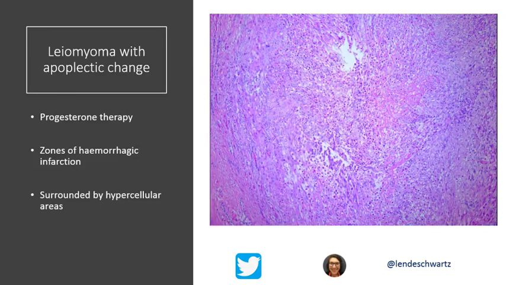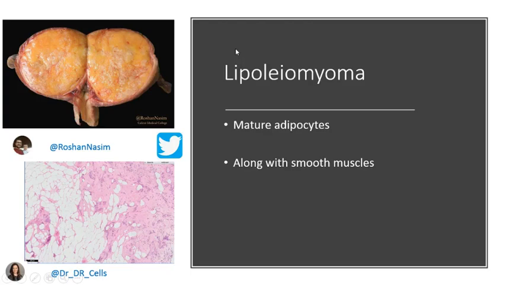Then Leiomyoma with apoplectic change. They are usually seen in those who are given progesterone therapy, and there will be zones of hemorrhagic infarction, and they will be surrounded by hypercellular areas. Then there is lipoleiomyoma. In that we can see mature adipocytes along with the smooth muscle bundles. This is the gross and this is the microscopy.